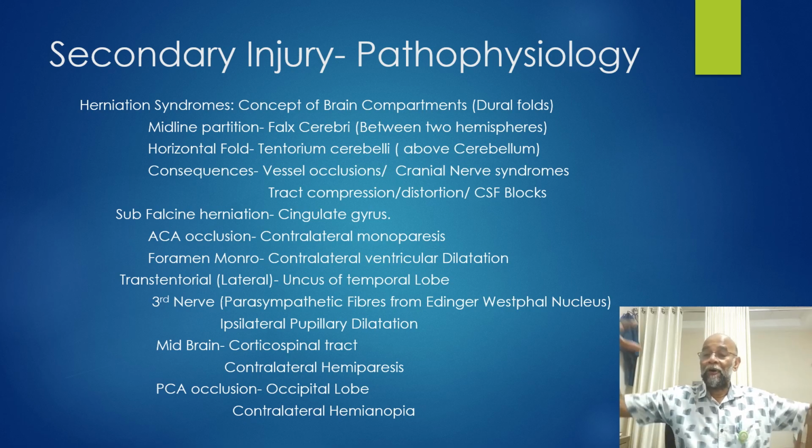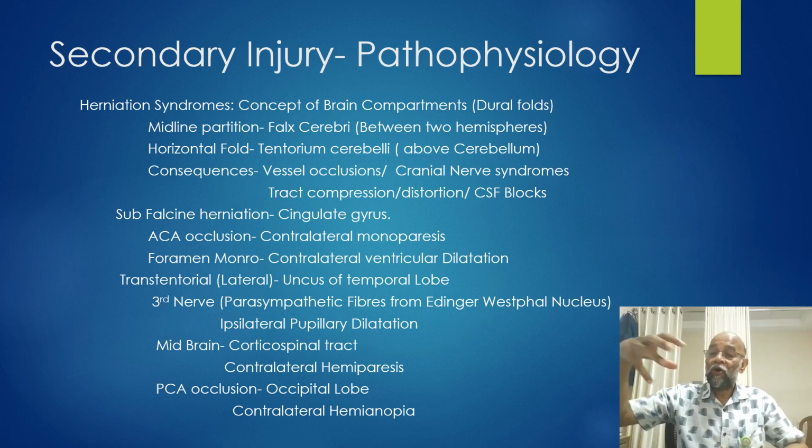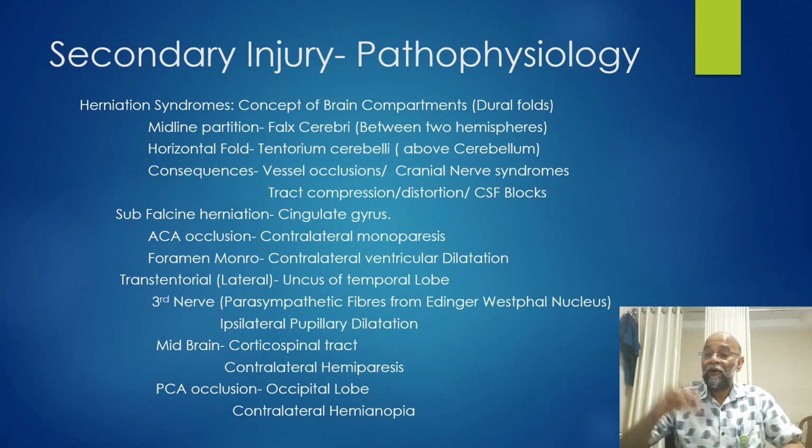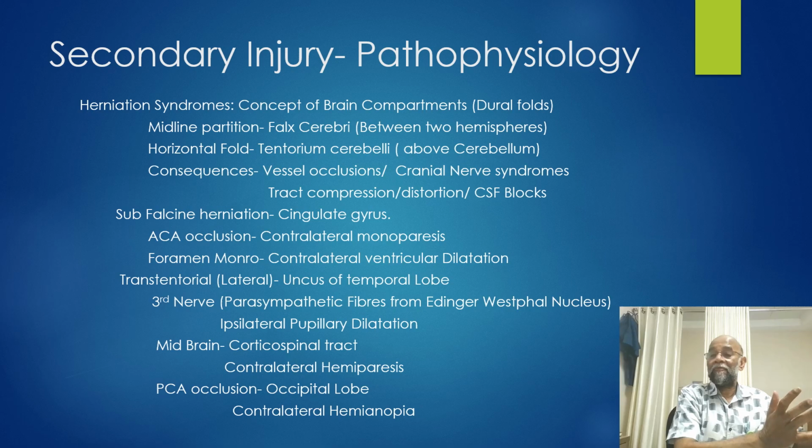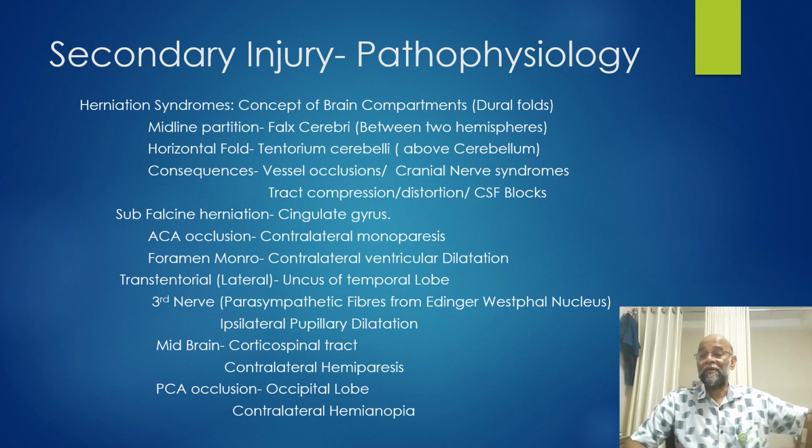Midbrain passes through the tentorial hiatus. The corticospinal tract on the same side gets compressed, which will result in contralateral hemiparesis. Sometimes the whole midbrain unit is shifted across, which results in the tentorium on the other side pressing on the opposite midbrain, which can produce an ipsilateral hemiparesis.